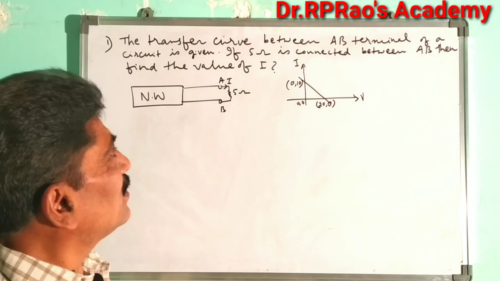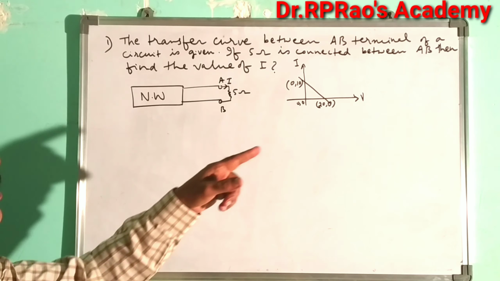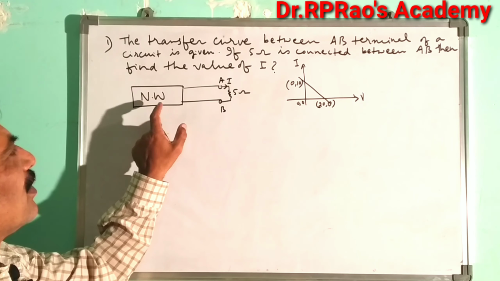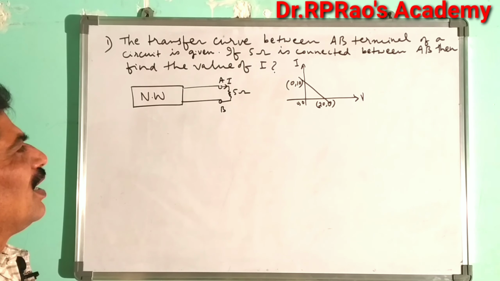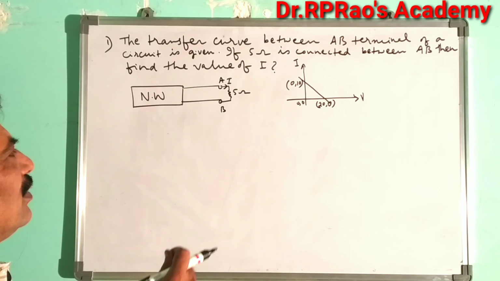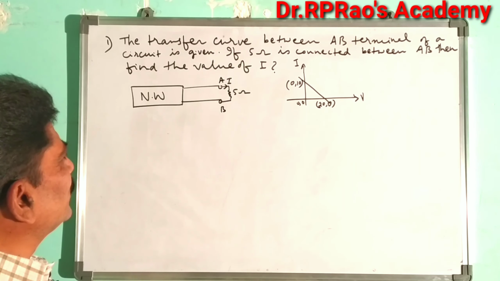The first question is: the transfer curve between the AB terminals of a circuit is given. This is the circuit given. If 5 ohms is connected between AB, then find the value of I. We are supposed to find the value of I which flows through the 5 ohms resistor.